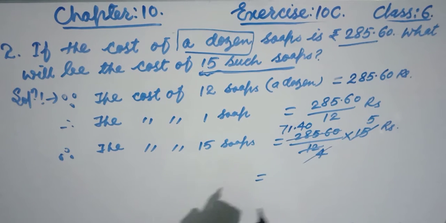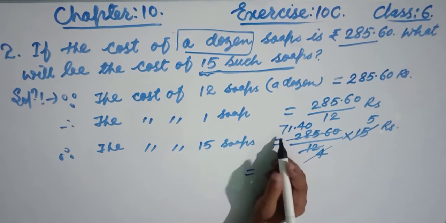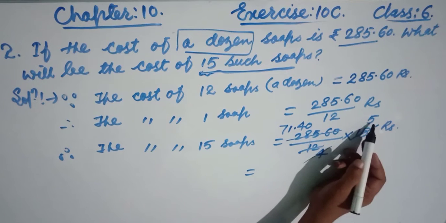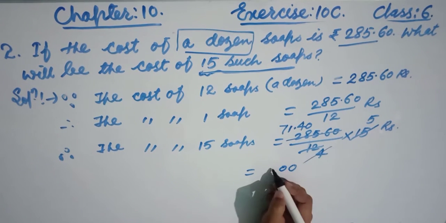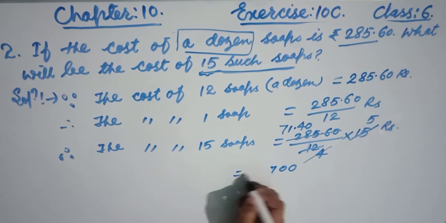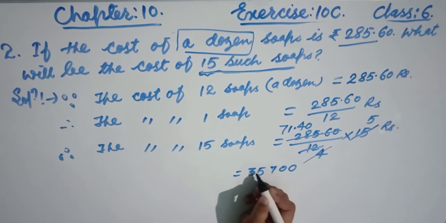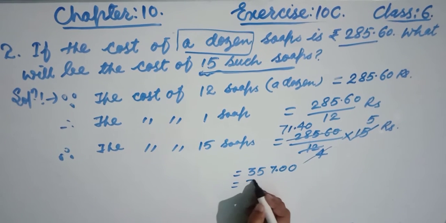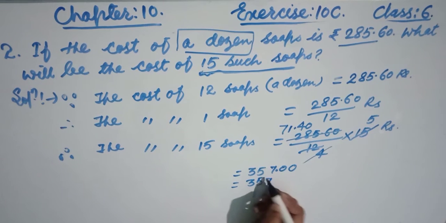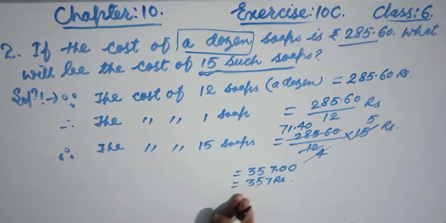Now multiply with 5, friends. 71.40 multiplied by 5: 0, 0, 2 is balance, 7 fives are 35. Now after multiplying we will get 357. Now, friends, 357 is the required cost that we have to find. So this is the answer. I hope you will be clear.